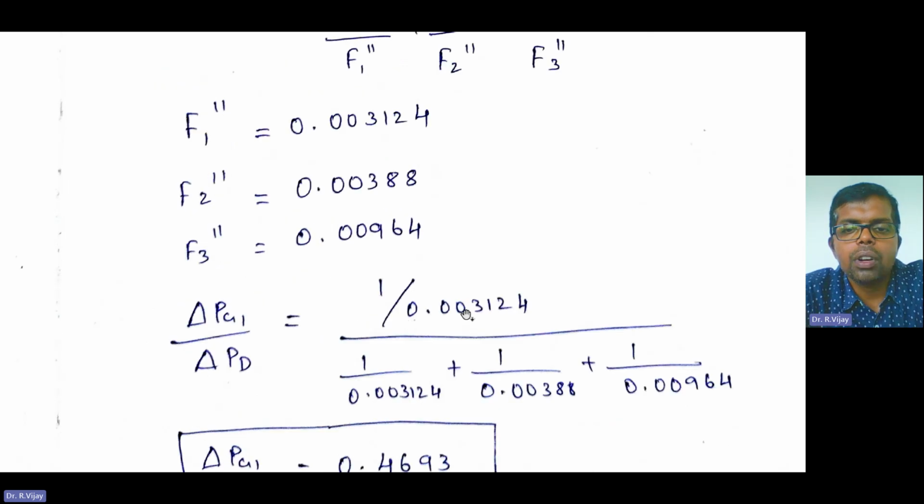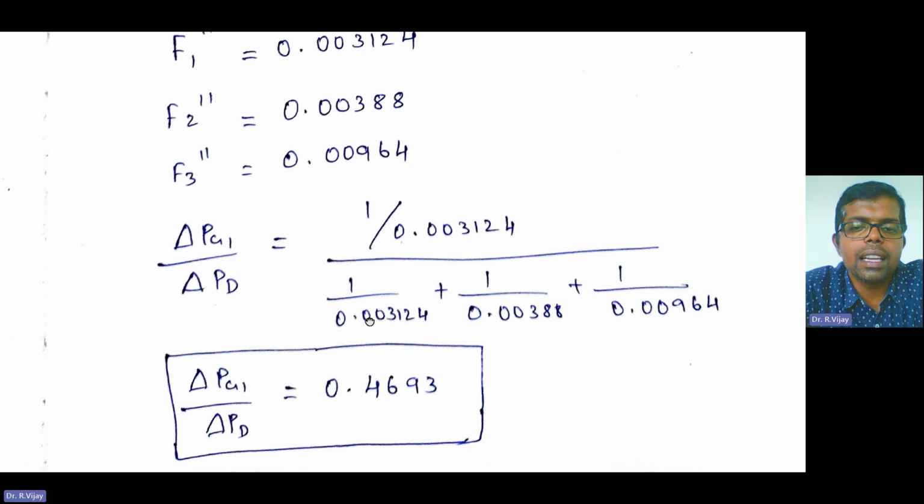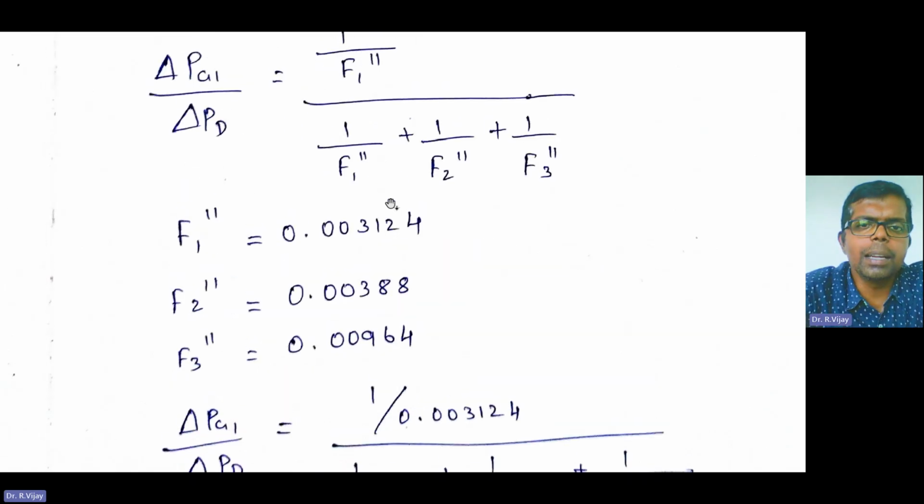Now you need to substitute all these F1 double dash, F2 double dash, and F3 double dash here. If you just substitute, you'll get the answer as 0.4693. That is del PG1 divided by del PD. You just tell in the comments whether you are getting the same answer or not. Just substitute in this equation.